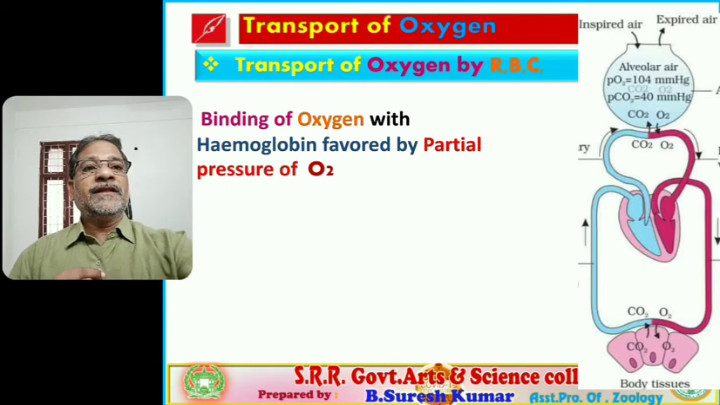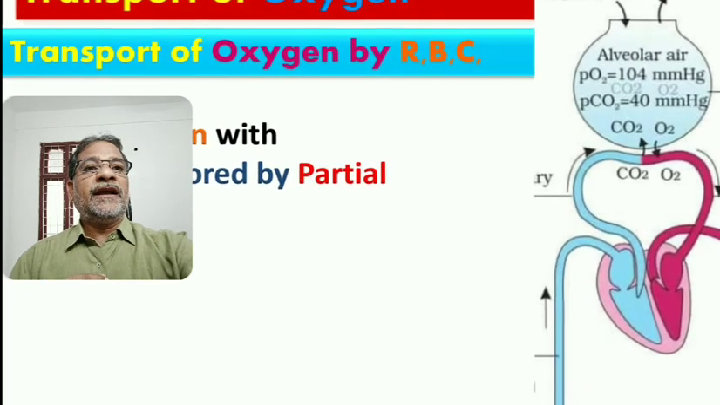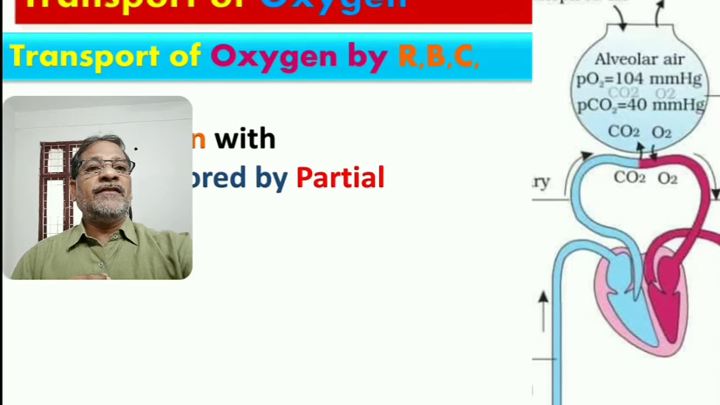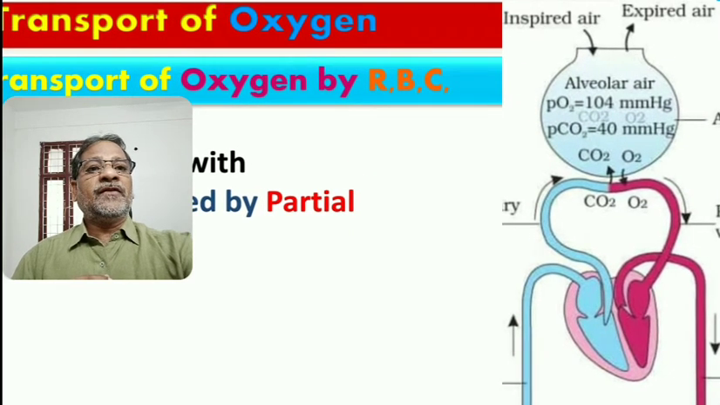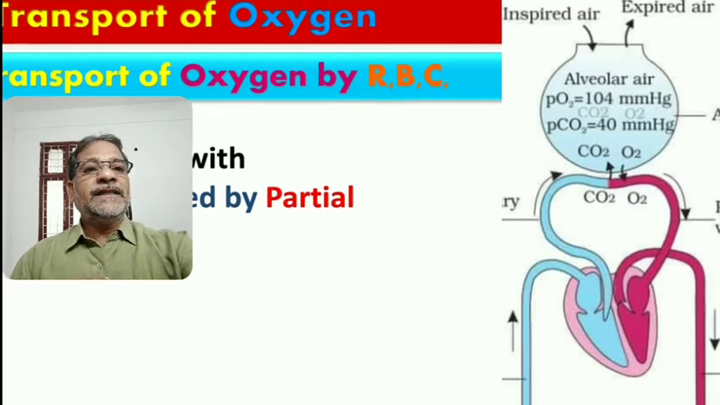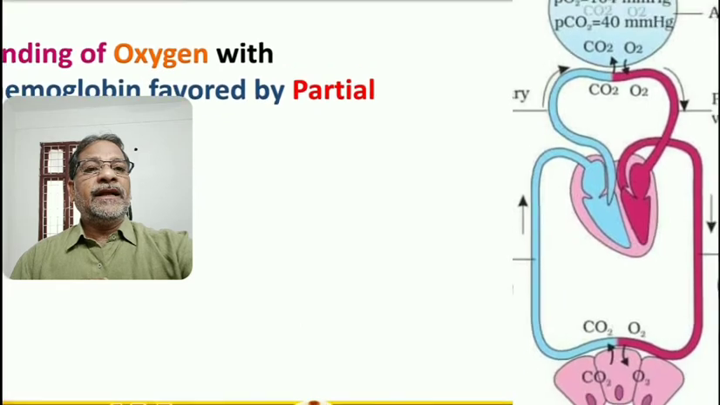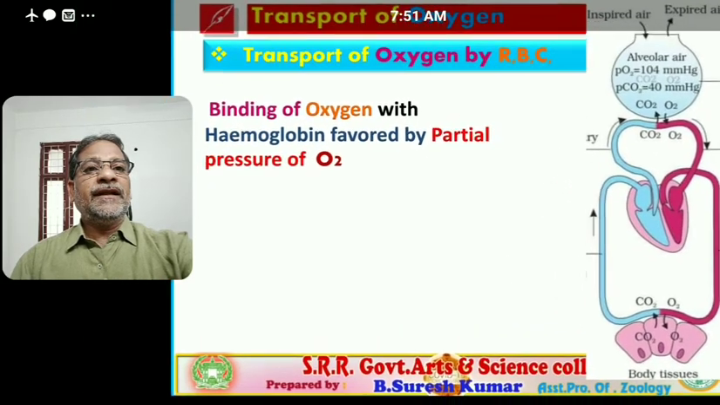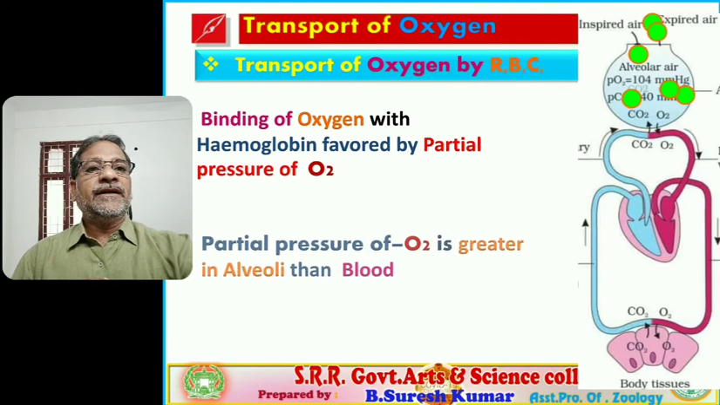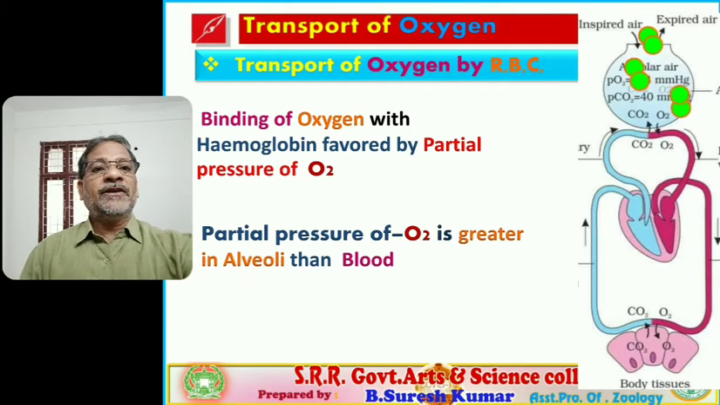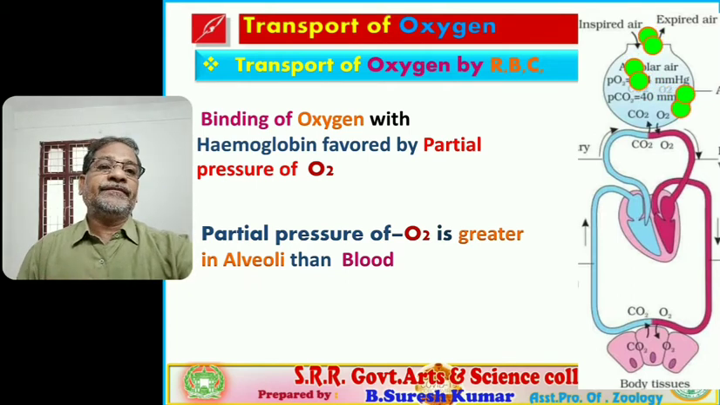So you observe this visual. In this visual you have to focus on the alveoli region. In the alveoli region, the partial pressure of oxygen is 104 mmHg. In the same manner, in the blood it is approximately 45 mmHg. Followed. So very low in the blood. So the partial pressure of oxygen is greater in the alveoli than in the blood.